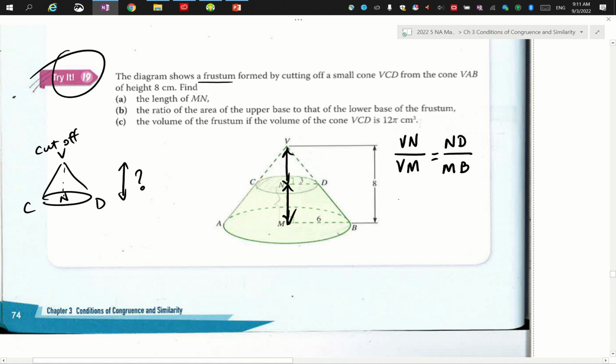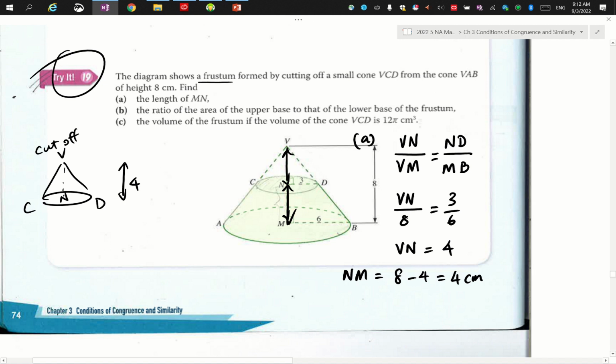So VN is what we want to find. VN divided by VM, which is 8, equals 3 over 6. Okay, so I know the answer for VN must be 4 already. Half times 8, you get 4. So this height is 4. Therefore, NM must be equal to 8 minus 4, which is 4 cm. So this is our answer for part A.